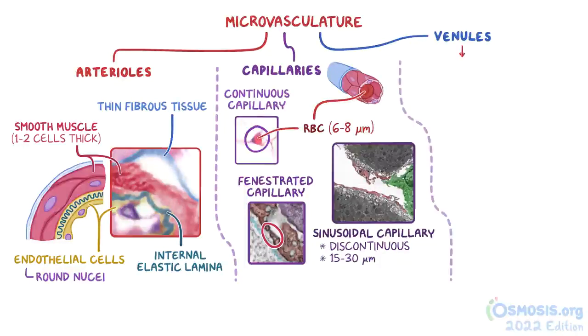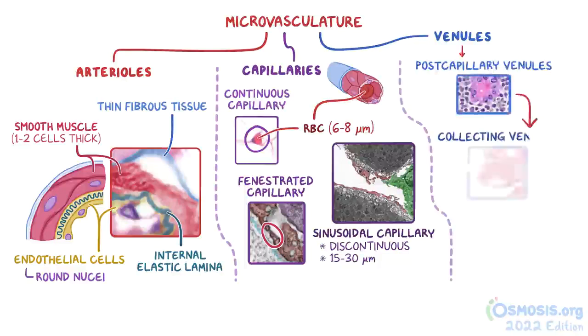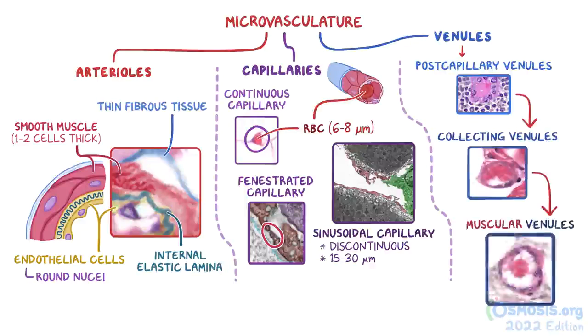The capillaries then drain into postcapillary venules, which have larger lumens and a thin wall of endothelial cells. These venules converge to form even larger collecting venules that gradually increase in diameter and eventually become muscular venules, which are the only venules that have 1 to 2 layers of circularly arranged smooth muscle surrounding the endothelium.